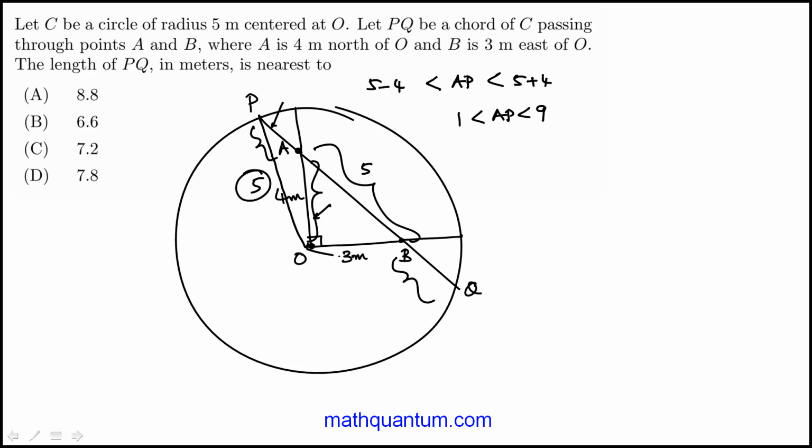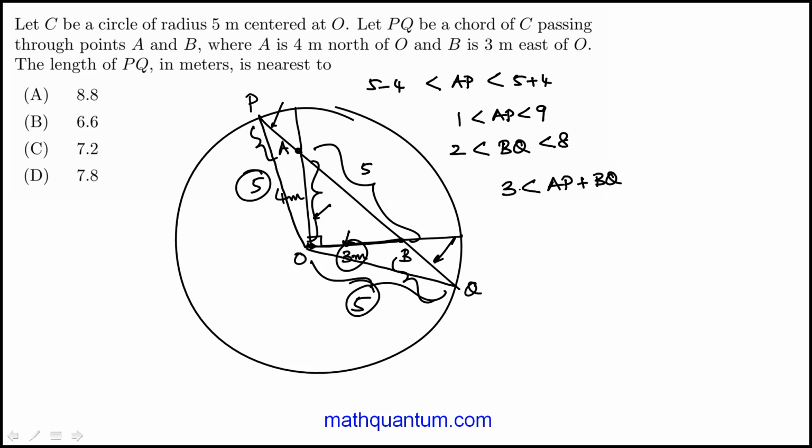And then same thing I did here is that O to Q is 5. And that means BQ, this length here, because that's 3 meters. BQ again has to be greater than the difference between these two, which is 2, and less than their sum. What that means is that AP plus BQ has to be greater than 3.